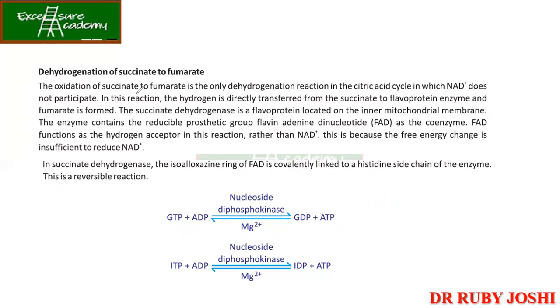So the oxidation of succinate to fumarate is the only dehydrogenation reaction in the TCA cycle in which NAD+ does not participate. In this reaction, hydrogen is directly transferred from succinate to the flavoprotein enzyme and then the fumarate is formed. Usually, what happens is that succinate should directly become fumarate. What is happening here?